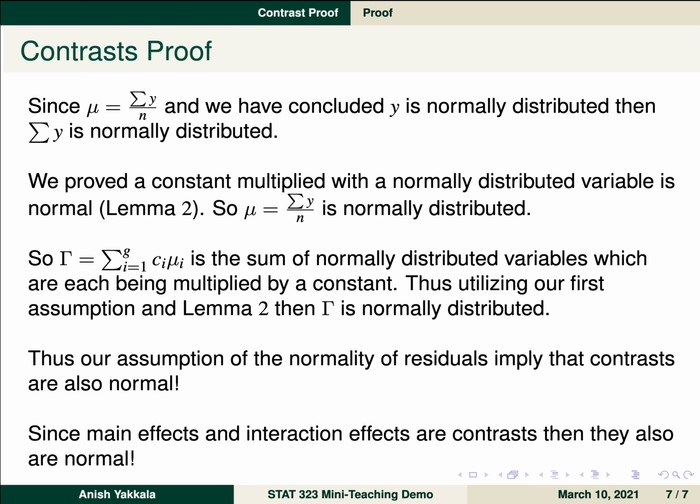Alright, well thanks everybody. I hope my explanation was clear enough for you to understand why our ANOVA assumption that the errors are normally distributed in turn implies that the response variable and in turn any contrast is also normally distributed. Thank you.